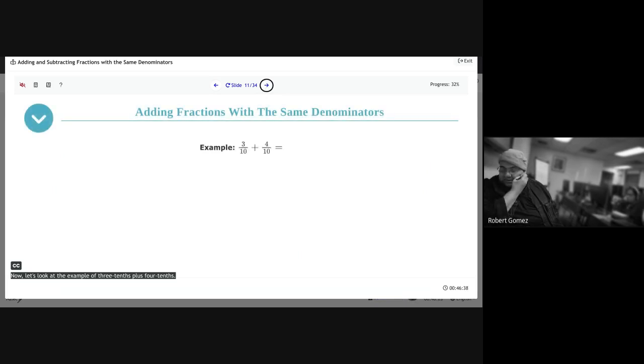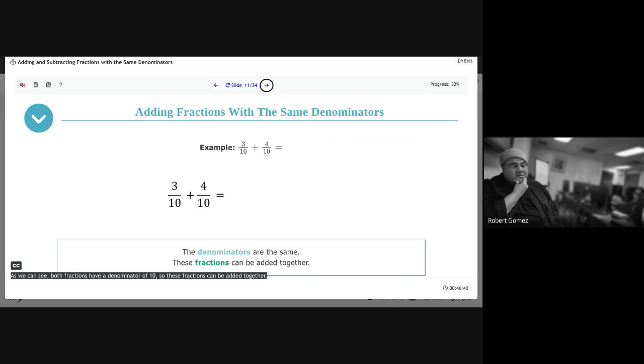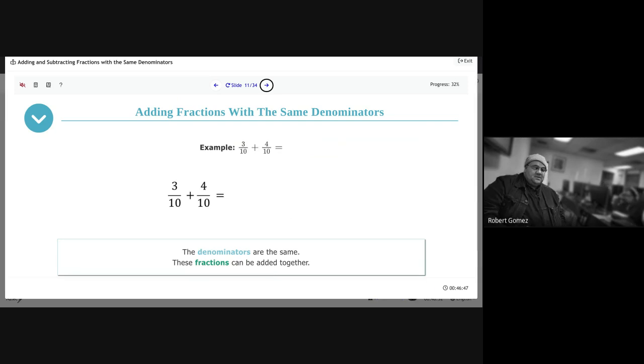Okay, let's take a look at this example. Let's work the example, guys. So we have 3/10 plus 4/10. So the denominators are the same. So fractions can be added together because they are the same. We're like, okay, that's cool. This is easy mode. And the first question you should ask yourself when you're doing fractions is, are the denominators the same?